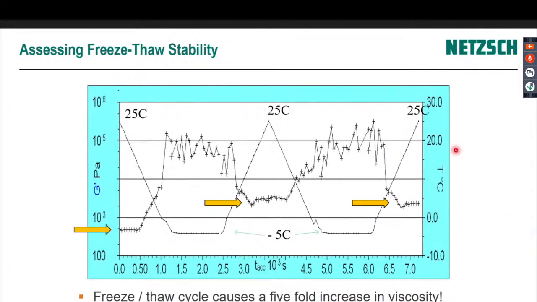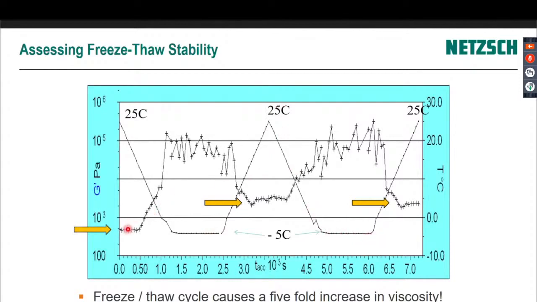Now again, freeze thaw. So this is at 25 degrees C, and we're going to freeze the sample. So we cool it down to 5 degrees, and then we're going to heat it up to 25 again. Obviously, it takes a little while to freeze, so we just hold it there for a few minutes. And then we'll heat it up and cool it down, hold it cold again.